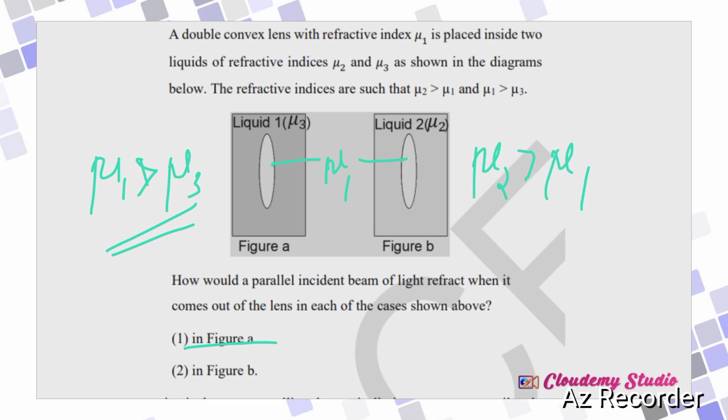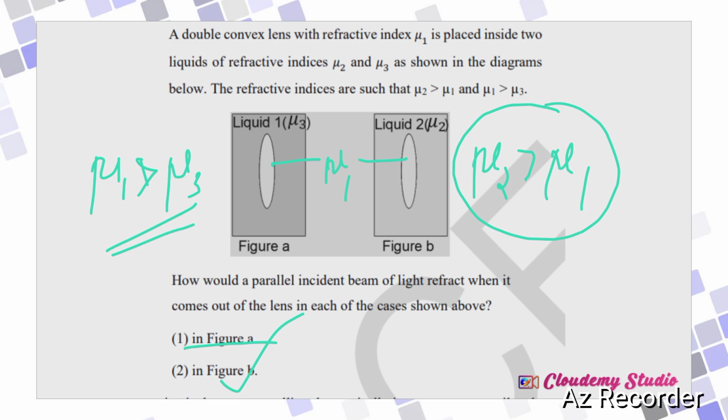Whereas in figure B, a lens of refractive index mu1 is dipped inside a liquid of refractive index mu2, and mu2 is greater than mu1. Here the lens is dipped in a liquid having refractive index greater than that of the material of the lens, isn't it? So in such a case, the lens will show diverging action. So in figure B, the ray of light after refraction tends to diverge, and in figure A, the ray of light tends to converge.